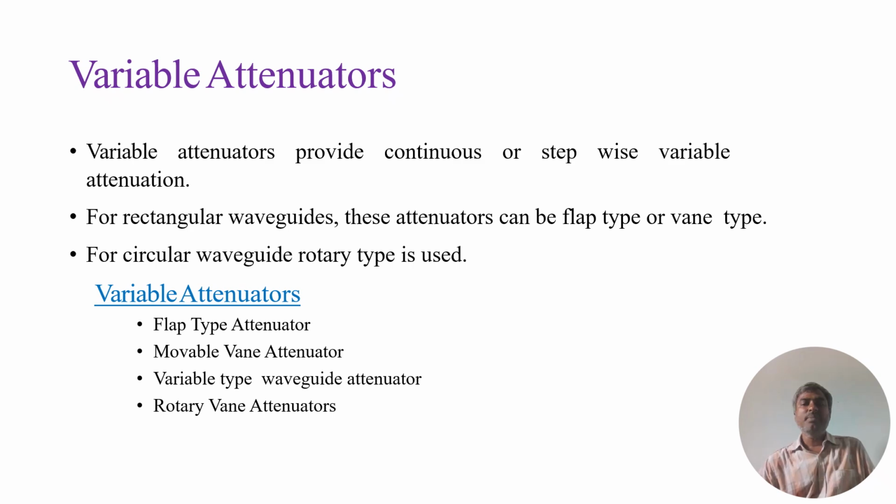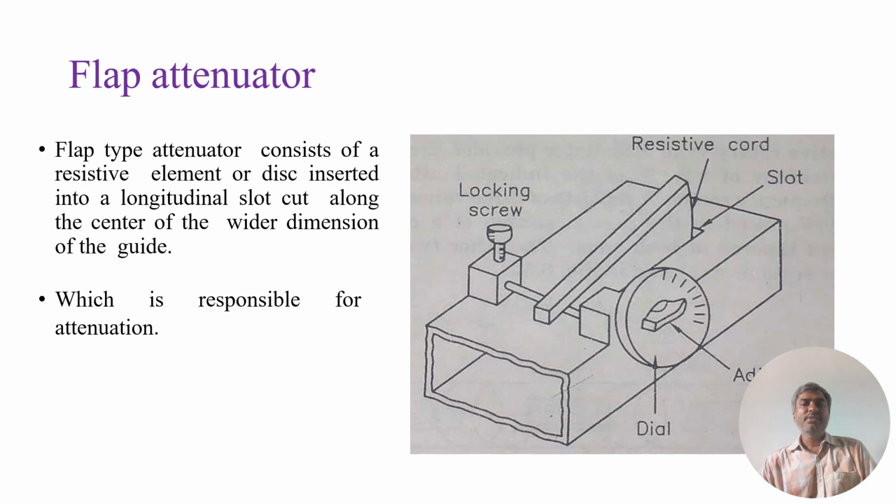Either it can be made by using a rectangular waveguide or by using a circular waveguide. If it is made with a rectangular waveguide, it will have two types, either flap type or vane type. If it is made with a circular waveguide, it will have a rotary type. Variable attenuators can be classified into a flap type attenuator, a movable vane attenuator, a variable type waveguide attenuator, and finally rotary type vane attenuators.